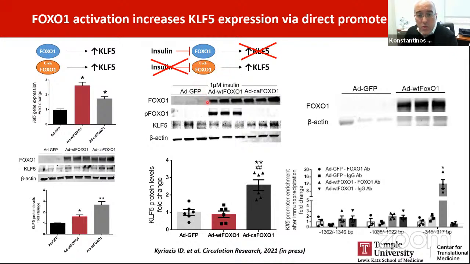So in this case, we noticed that when we added insulin, and FOXO1 was phosphorylated only in the case of wild-type FOXO1, KLF5 expression did not increase. But the constitutively active FOXO1, which was not subjected to phosphorylation by AKT when cells were treated with insulin, still gave us a high expression of KLF5. So we did chromatin immunoprecipitation, and we confirmed that FOXO1 can indeed bind on one of the predicted regions in the promoter.